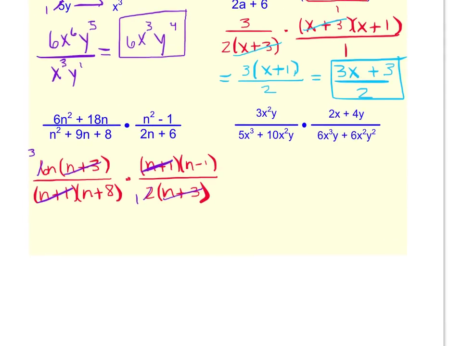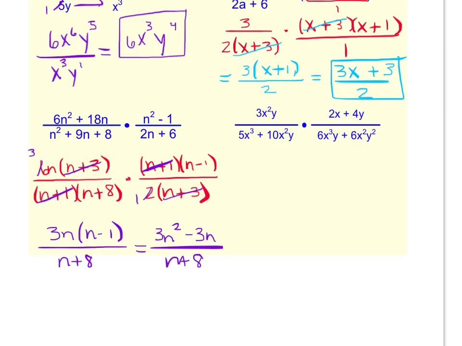So if we write out what we have left, in the numerator we have a 3 and an n minus 1 over n plus 8. And then final answer, we'll go ahead and multiply this out. You can distribute the 3n and we'll get a 3n squared minus 3n over, and the n plus 8, nothing we can do down there, so that will just stay as an n plus 8. Looks a little sloppy. Just n plus 8. And that one's done.